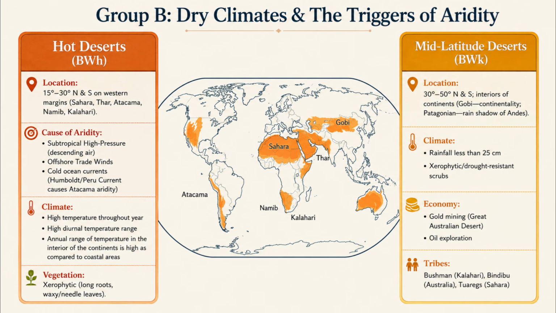Cause of aridity: subtropical high pressure belt, descending air, no convection, no rainfall. Offshore trade winds blow from land to sea and carry no moisture. Cold ocean currents: the Humboldt-Peru current causes Atacama aridity by stabilizing the lower atmosphere.